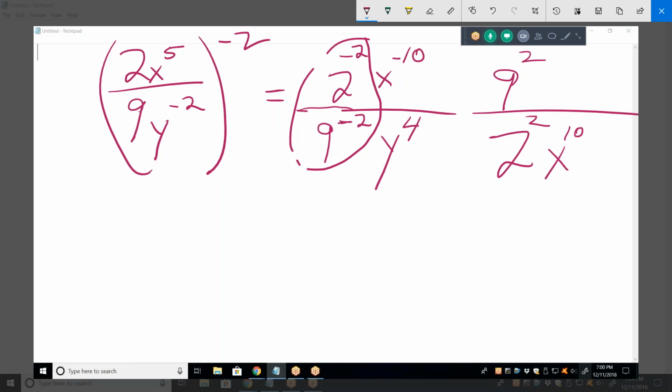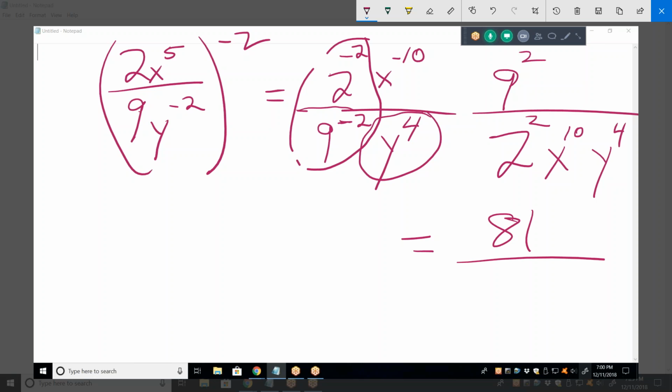Now what am I going to do to the y to the 4th? You're going to put it over to the negative 9 to the 2nd, so it'd be... No, it's got a positive exponent already. I'm going to leave it right where it is. Now I'm going to simplify that. The numerator is 81. The denominator is 4x to the 10th, y to the 4th.